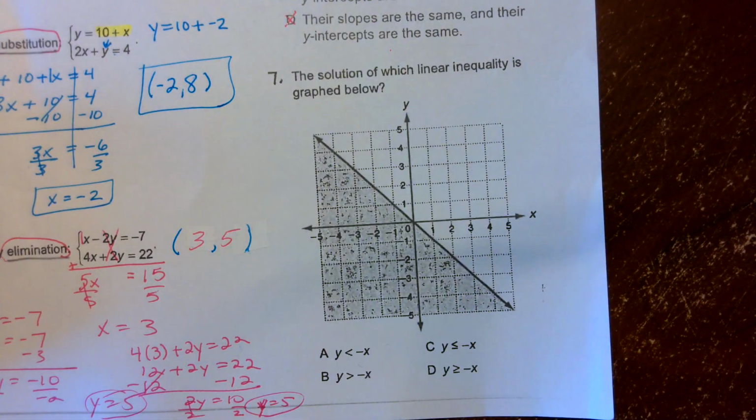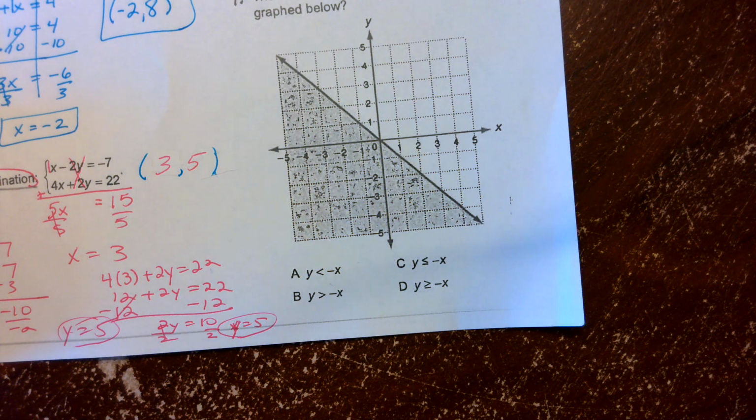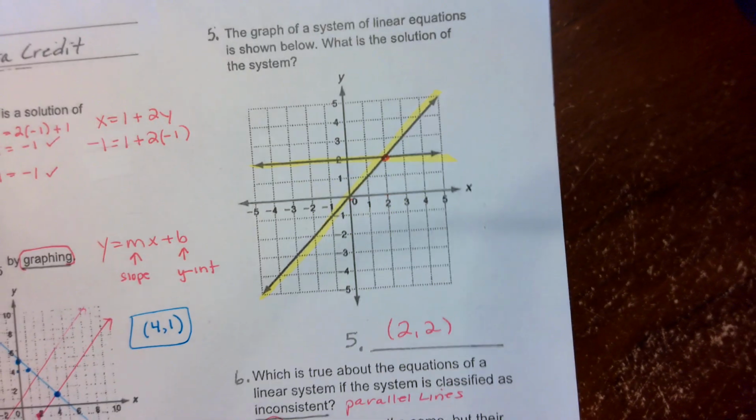Now, the solution of which linear inequality is graphed below. So they give us a bunch of options, and you can again take a look at this to figure out the possibilities. You know, hang on, I'm going to go back to this last one. There was something else I wanted to add.